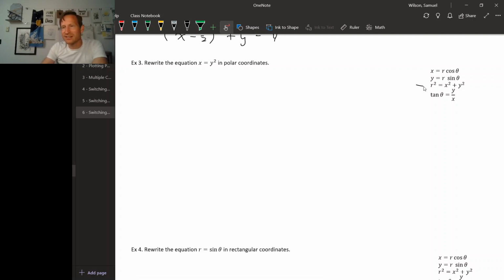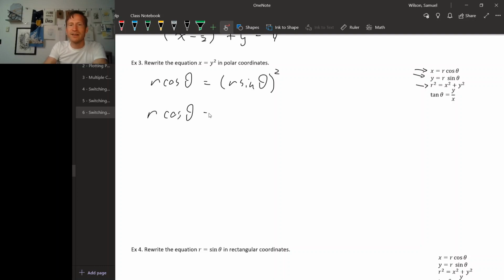So no nice shortcuts involving this Pythagorean translation equation, so let's just use x equals r cosine theta and y equals r sine theta. So x is r cosine theta, y is r sine theta, squared. Seems like we should multiply out this squaring, so r cosine theta equals r squared sine squared theta. And then you could divide both sides by r, I guess. Get cosine theta equals r sine squared theta.